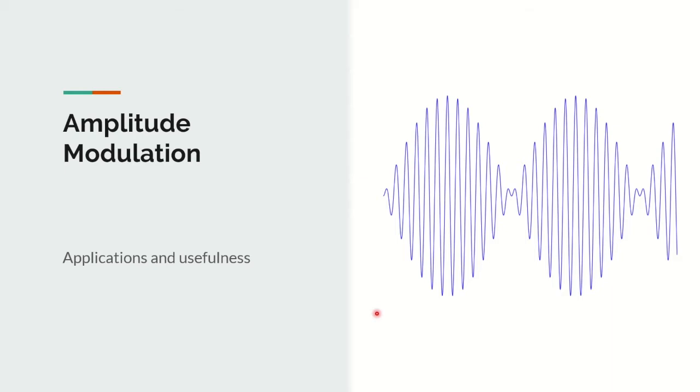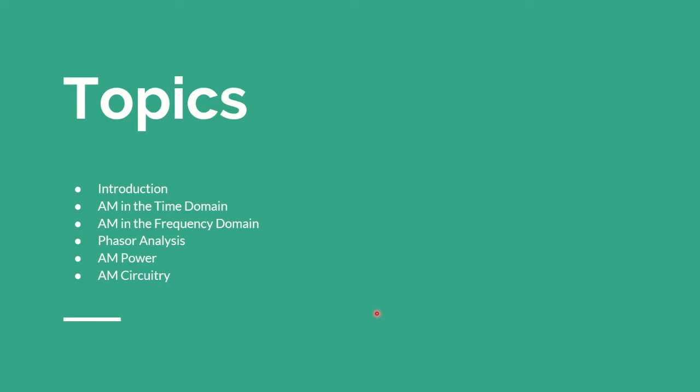So this is the video on amplitude modulation and its applications and usefulness. There are a couple different topics in this unit, including the introduction, where we will go briefly over what amplitude modulation is. We will go over amplitude modulation in the time domain, AM in the frequency domain. We'll do a phasor analysis on our AM signal, and we will do a power analysis. We will also cover the circuitry in the AM modulator and demodulator.